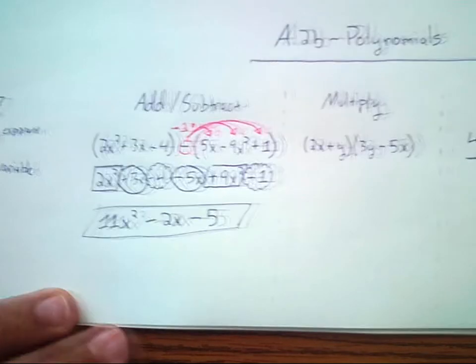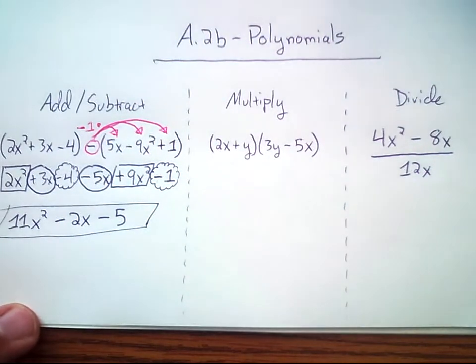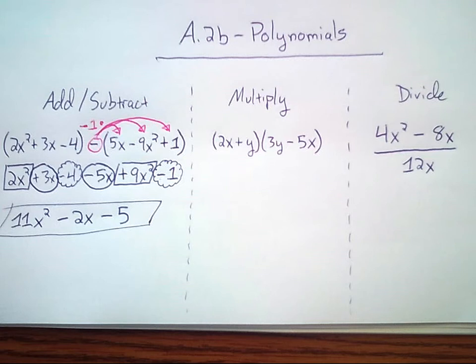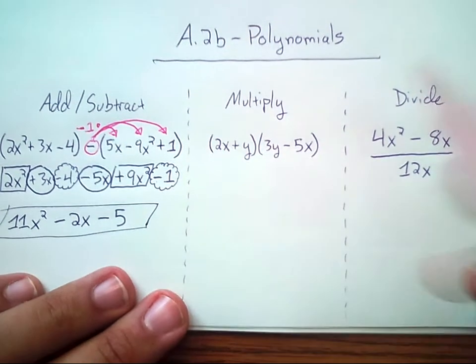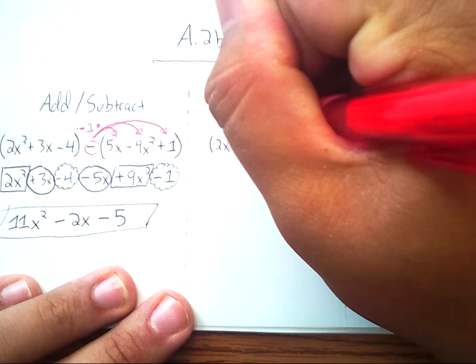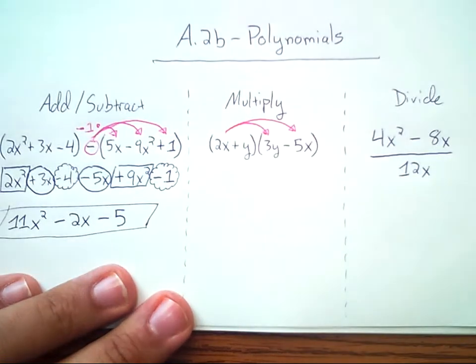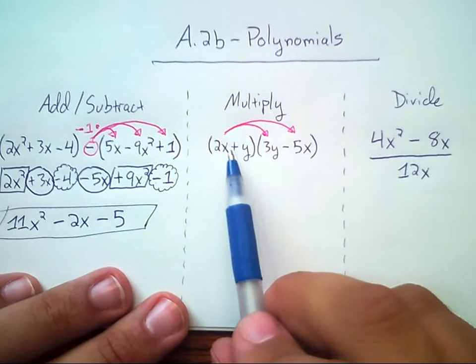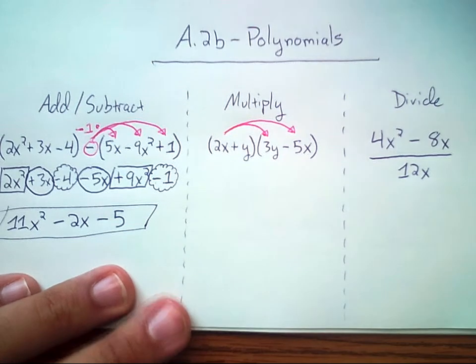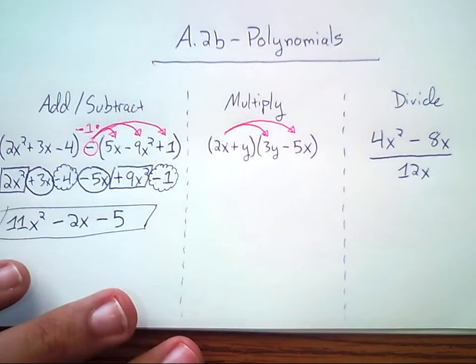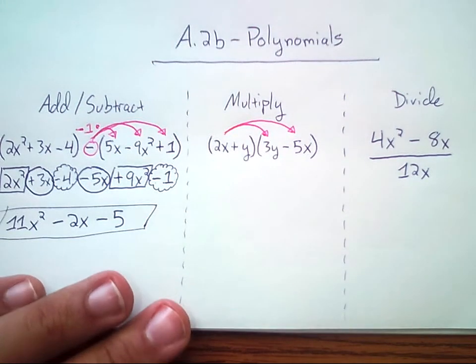Now, how is this different than multiplying? Well, when we multiply, you could think of it like doing the distributive property twice. So what we're going to do is take 2x right here and distribute it to 3y, and we're going to distribute it to negative 5x. So numbers are numbers. They're always going to do whatever you've known since 2nd grade and 3rd grade or kindergarten, whenever you really started learning about numbers.